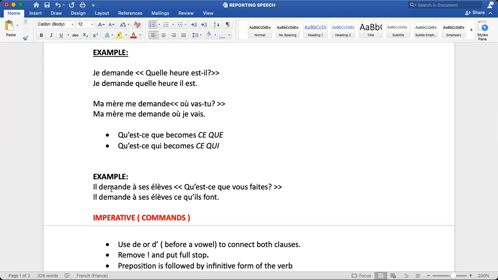Example is il demande à ses élèves, qu'est-ce que vous faites? Il demande à ses élèves. Qu'est-ce que will change to ce que vous faites. Okay, now, vous is second person. So, for second person, you will not see the subject. You will see the object. Object is ses élèves. Ses élèves is plural, and third person plural. You will write ils, font. So when you write ils, you will change the conjugation as per the pronoun. Ils font. Vous faites, ils font.